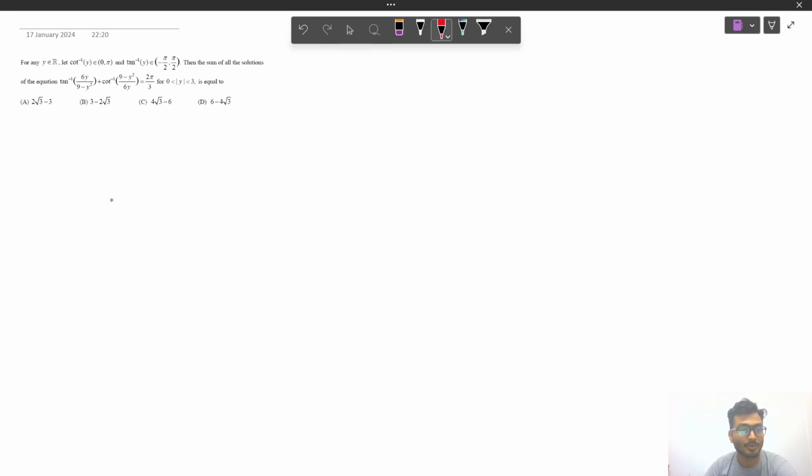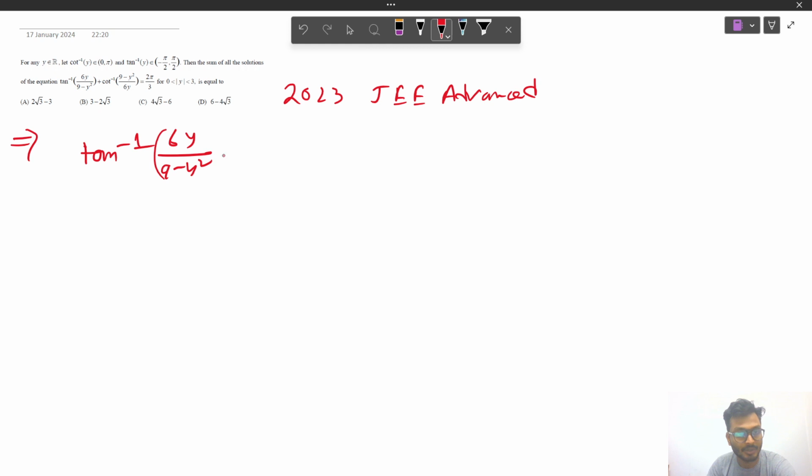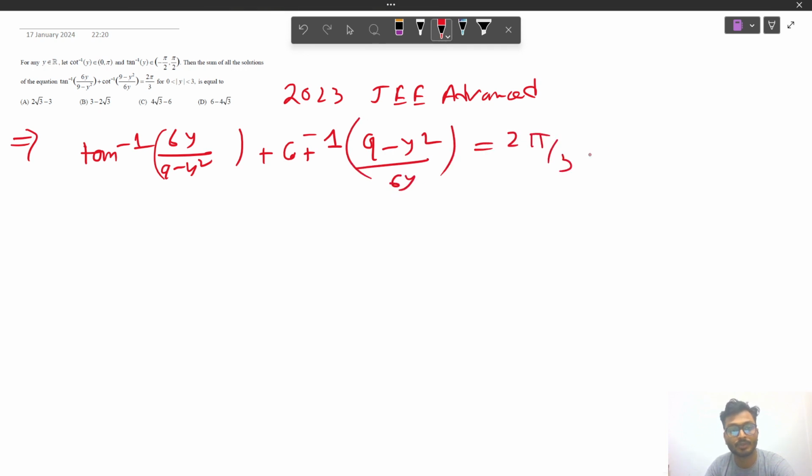This question is from inverse circular functions and it was asked in JEE Advanced 2023. So what is given in that question? It is given an equation: tan inverse of 6y upon 9 minus y square plus cot inverse of 9 minus y square upon 6y equals 2 pi by 3, for 0 less than mod y less than 3. First of all, we have to discuss what this region is.